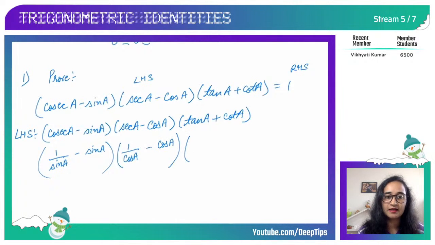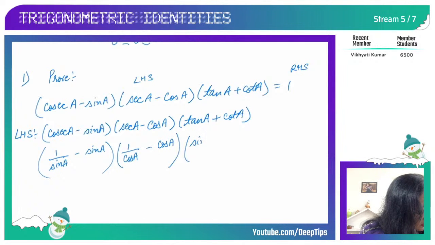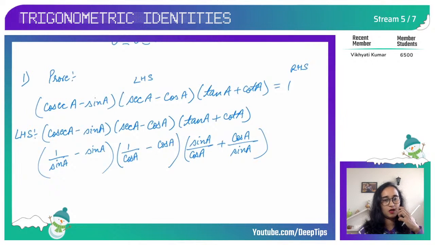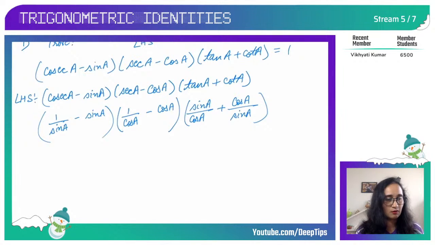And here tan A. Now you can see that in the first 2 brackets I have everything in sine and cos, and there is the possibility of changing tan and cot to sine and cos form, right? So I should go with that because it's looking a bit simple now, right? So tan A can be written as sine A upon cos A, and cot A can be written as cos A upon sine A. Okay, so everybody is clear with that? Yeah.